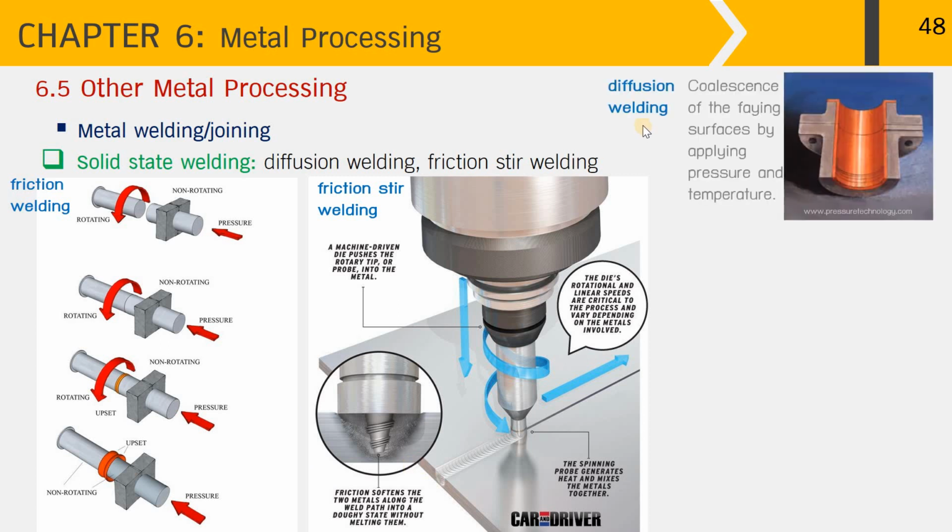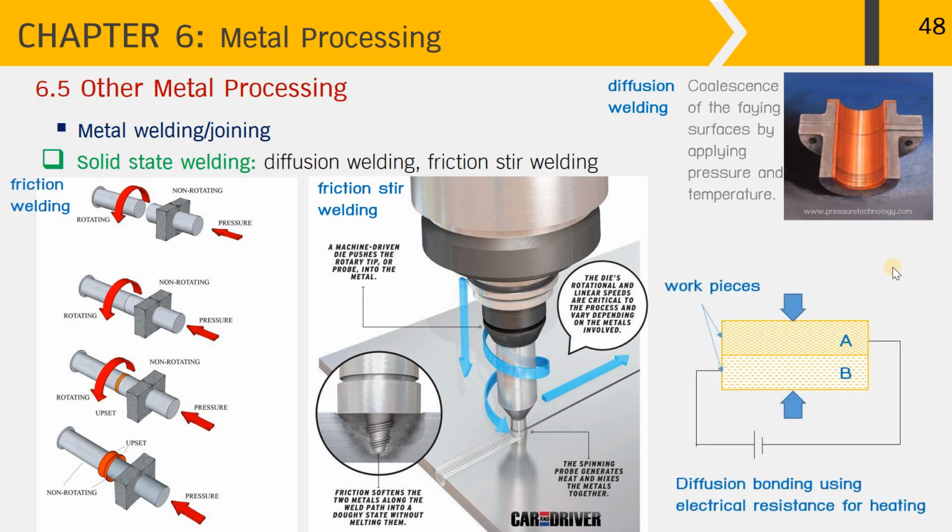And finally, diffusion welding. Diffusion welding provides coalescence of the faying surfaces by applying pressure and temperature. The picture on your right hand side over here shows the cladding of two materials on the surface. For diffusion welding, we need the pressure and temperature in case we want to apply diffusion welding onto metal A and metal B. By this setup, we can use the electrical resistance to provide heat to join the two plates of metal by diffusion bonding.